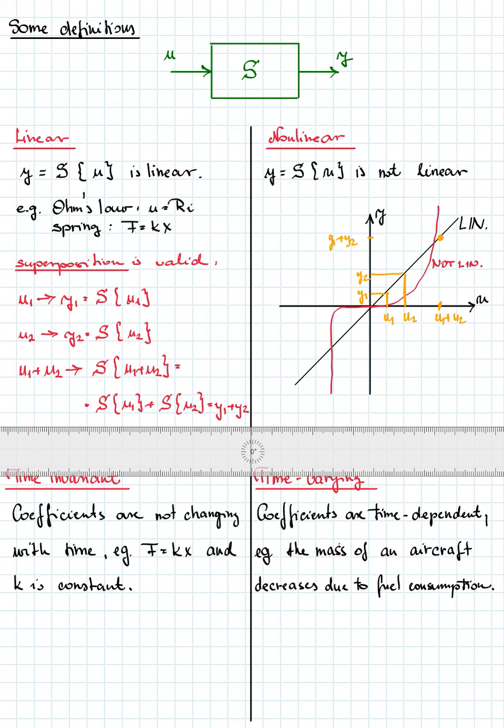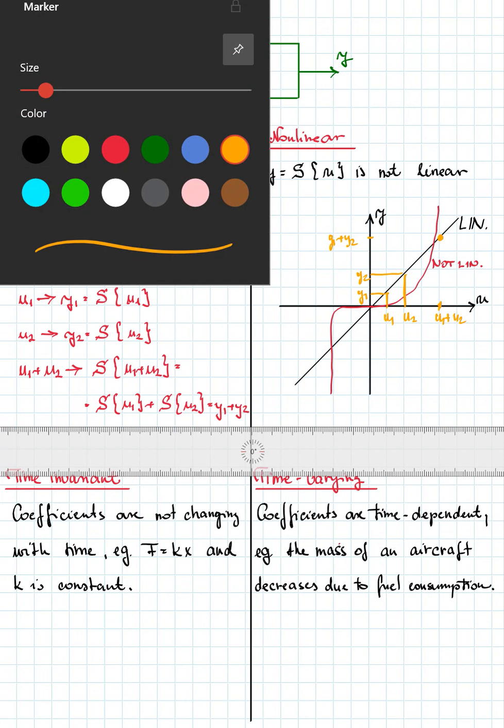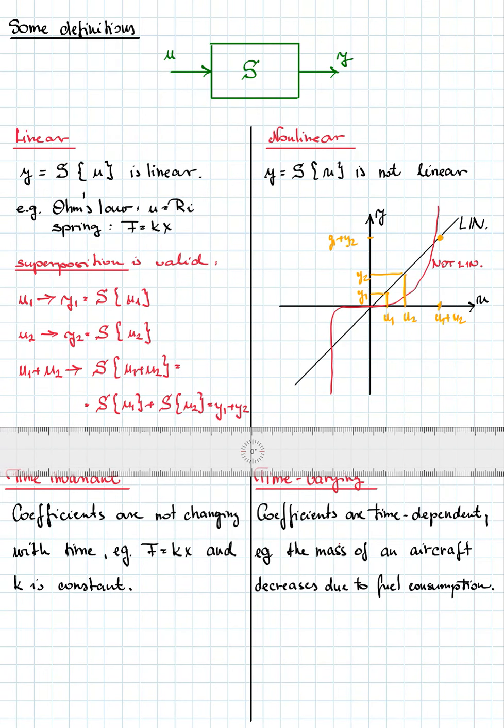So it will not be valid for a nonlinear system. Let me use another color to see that. For example, this will be u1 and u2. It's quite easy to see that y1 and y2 are 0. So the output of u1 plus u2 should be 0, but it is somewhere here. This is u1 and u2, but the output is not 0. So the superposition is not valid for nonlinear.